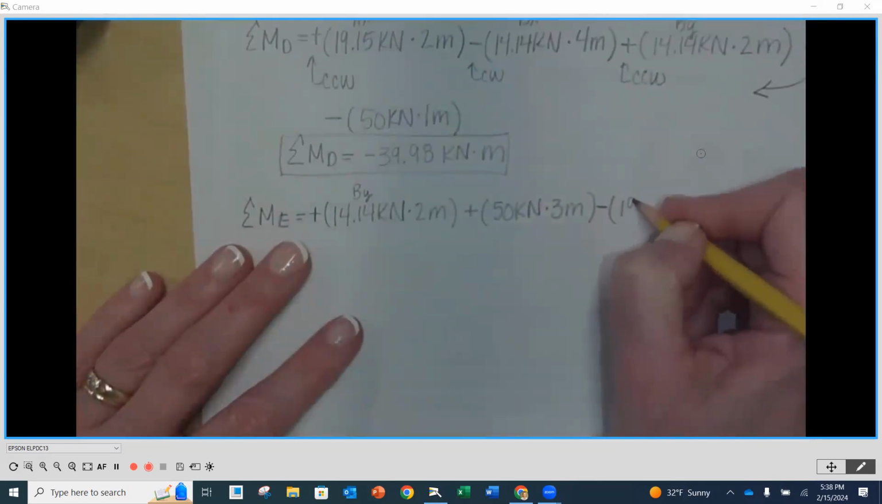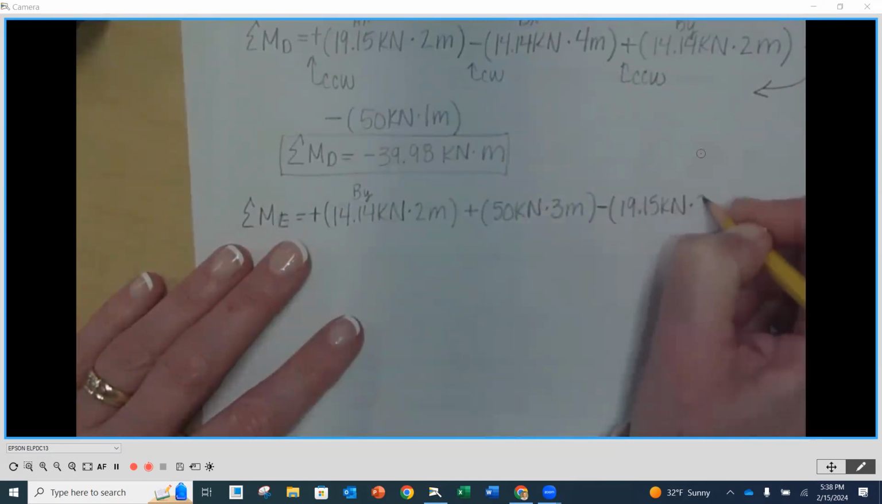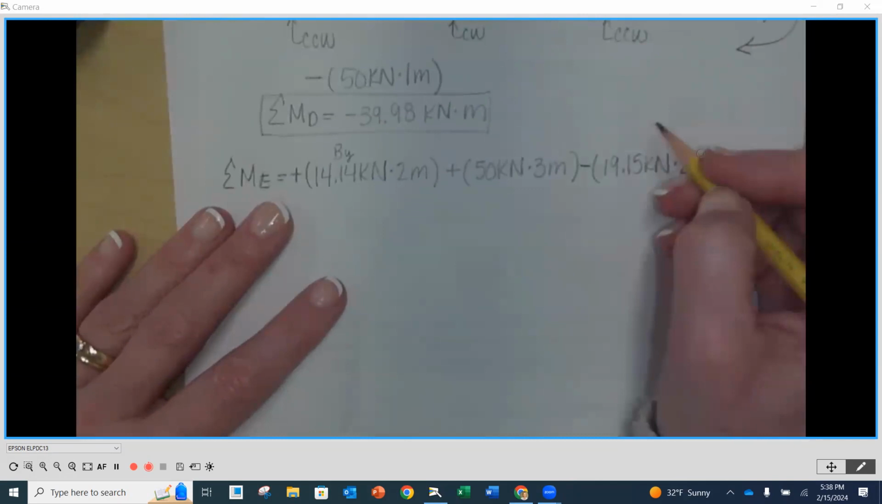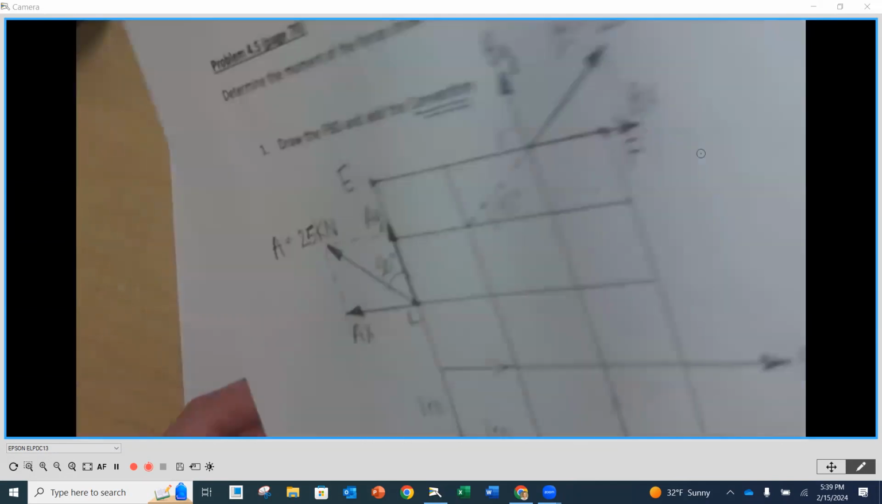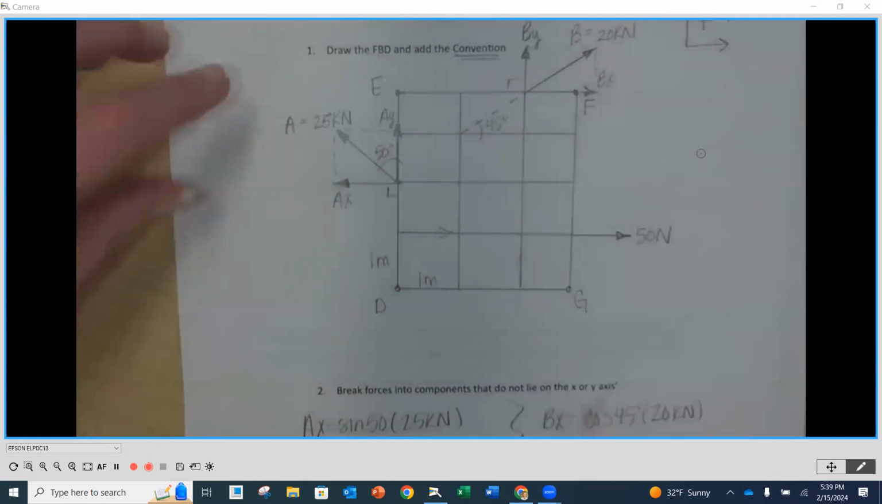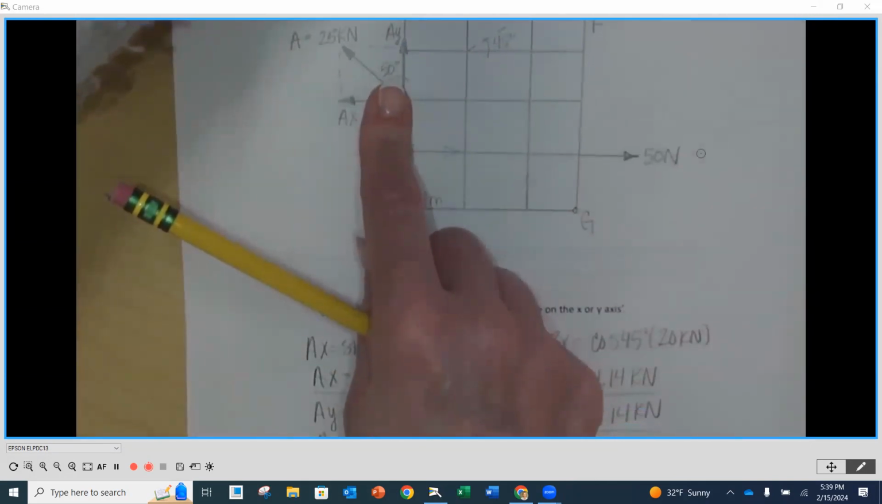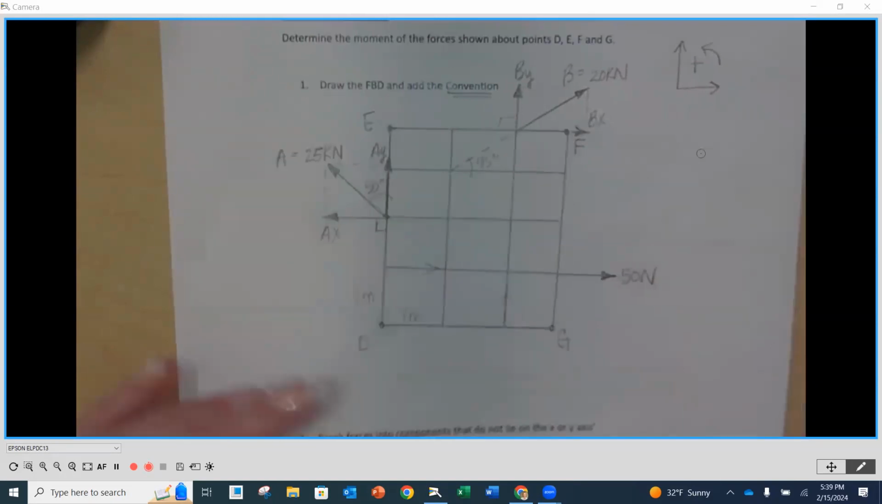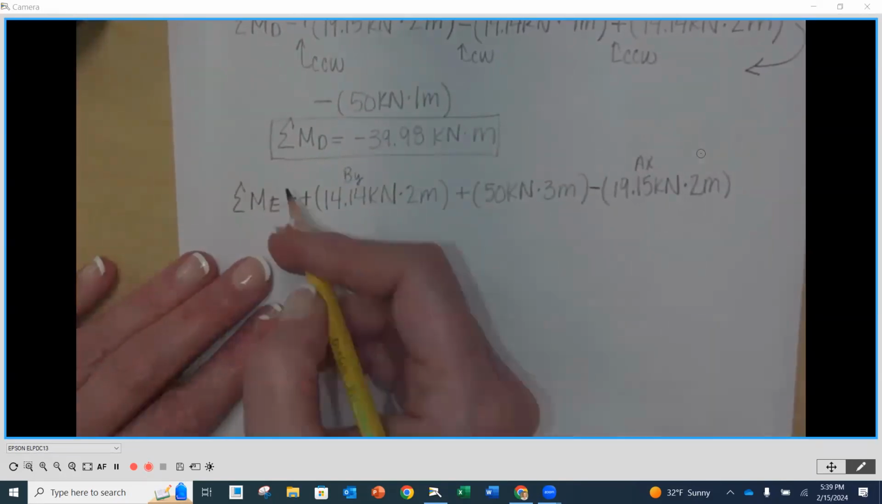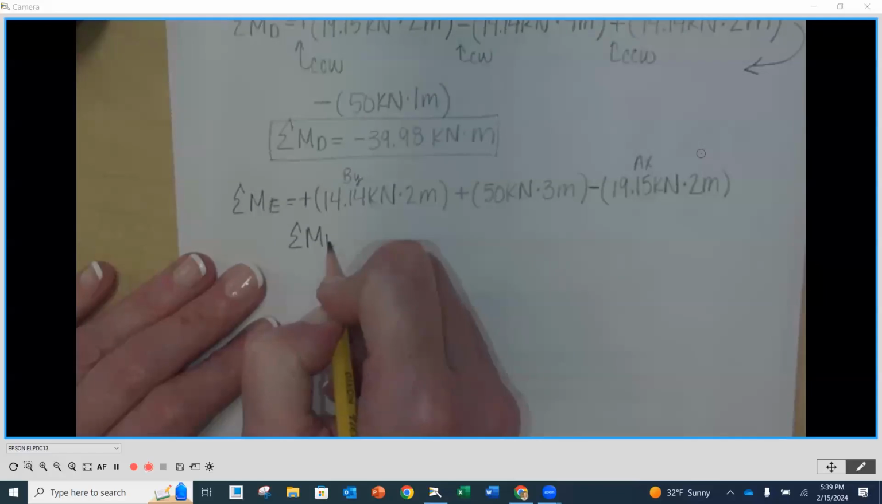Negative, two meters. And this is AX. Then, as we go on E, the last force is going to be AY. It pushes right through E, so there's not going to be a moment there. So the last one was our last force. So we would have 1, 2, 3. So we can go ahead and add and subtract here and find the moment around point E.